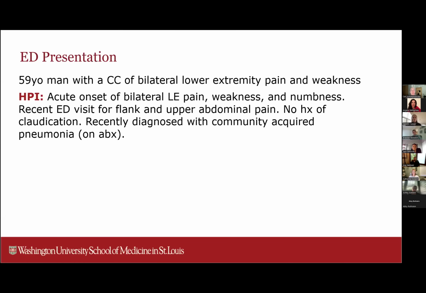He had also, a few days previously, been to the emergency room for flank and upper abdominal pain, which wasn't worked up much. He has no history of claudication or any other vascular disease, and he was recently diagnosed with community-acquired pneumonia and was taking antibiotics for that. As far as relevant past medical history, he has a history of polysubstance use disorder with recent cocaine use the day prior. He also has a history of hypertension and sciatica.